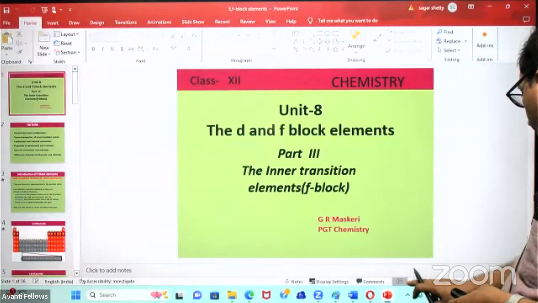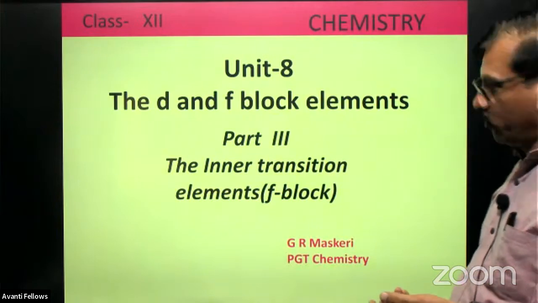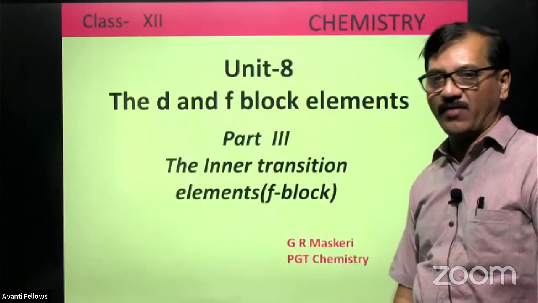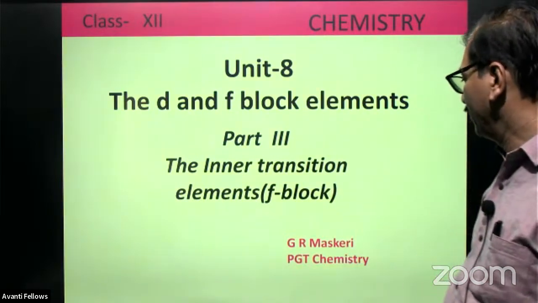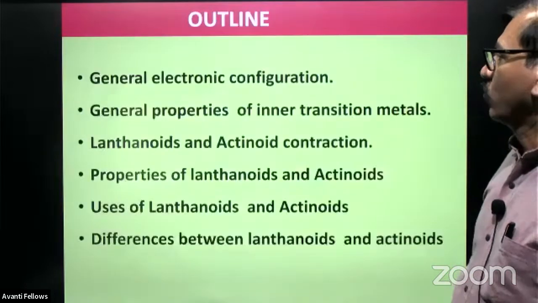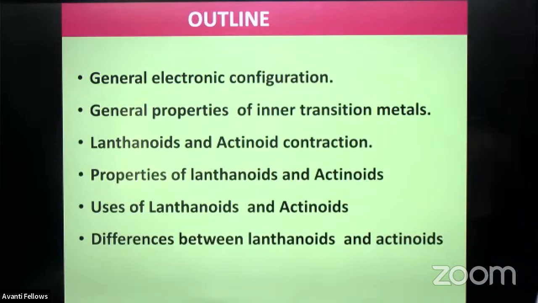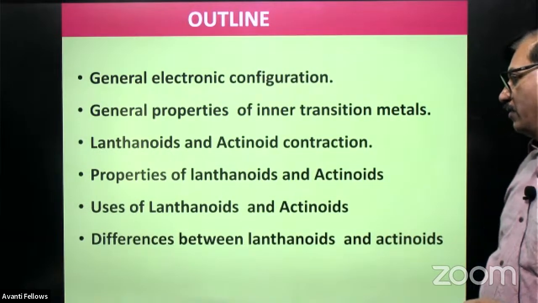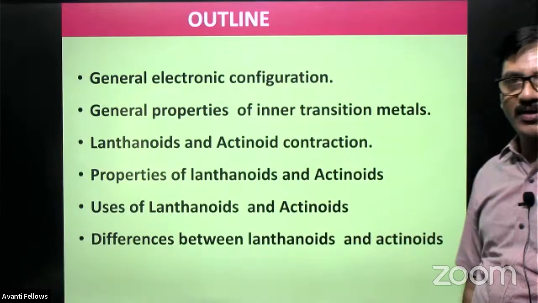Okay. We are moving on to another part of it, that is D and F block, inner transition elements or F block elements, right? So in this, we are going to know about general electronic configuration, general properties of inner transition elements, lanthanoid and actinoid contraction, important. Then properties of lanthanoids, actinoids, and their differences, right?